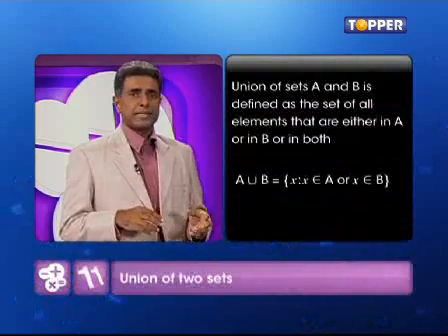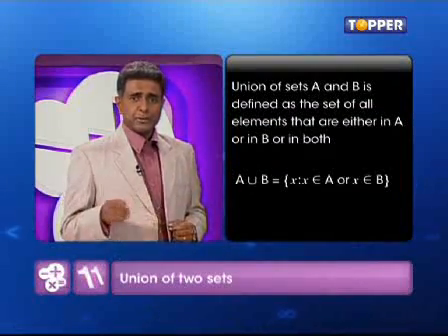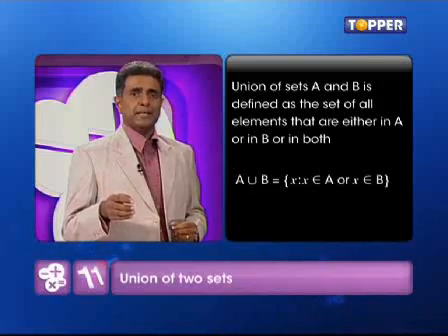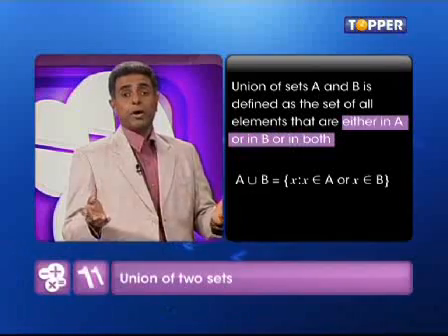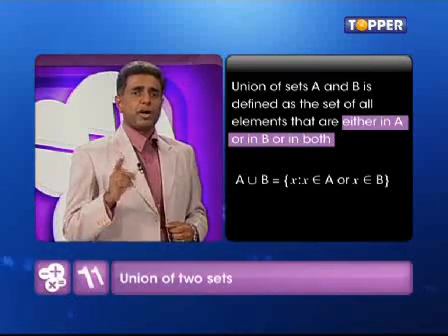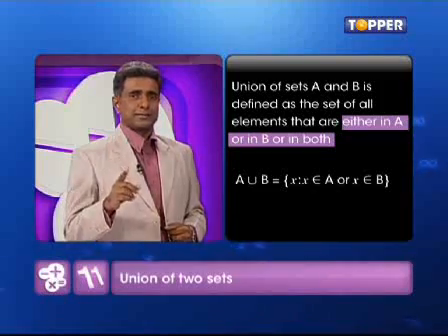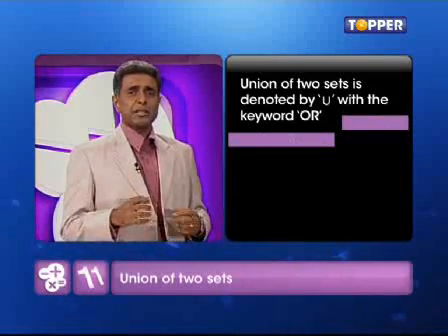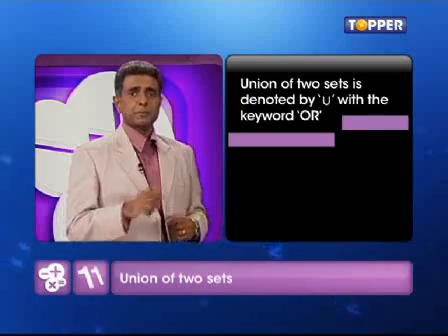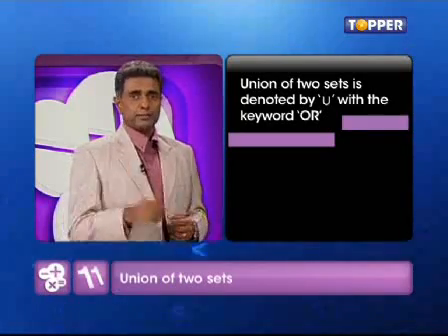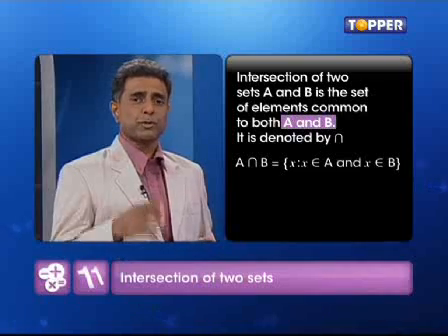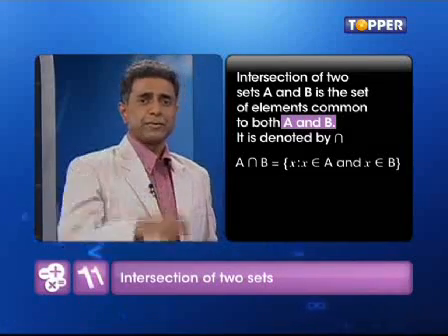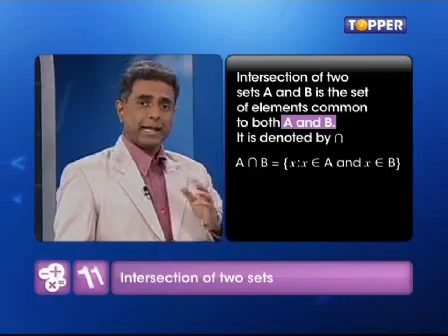So consider the 2 sets A and B. Then the union of sets A and B is defined as the set of all elements that are either in A or in B or in both. Remember, common elements are written only once, no repetitions. The union of sets is denoted by the symbol ∪ with the keyword OR. So how do we define the intersection of sets A and B? Easy, it's the set of all elements common to both A and B and is indicated by an inverted U, ∩. Here the operating word is AND.